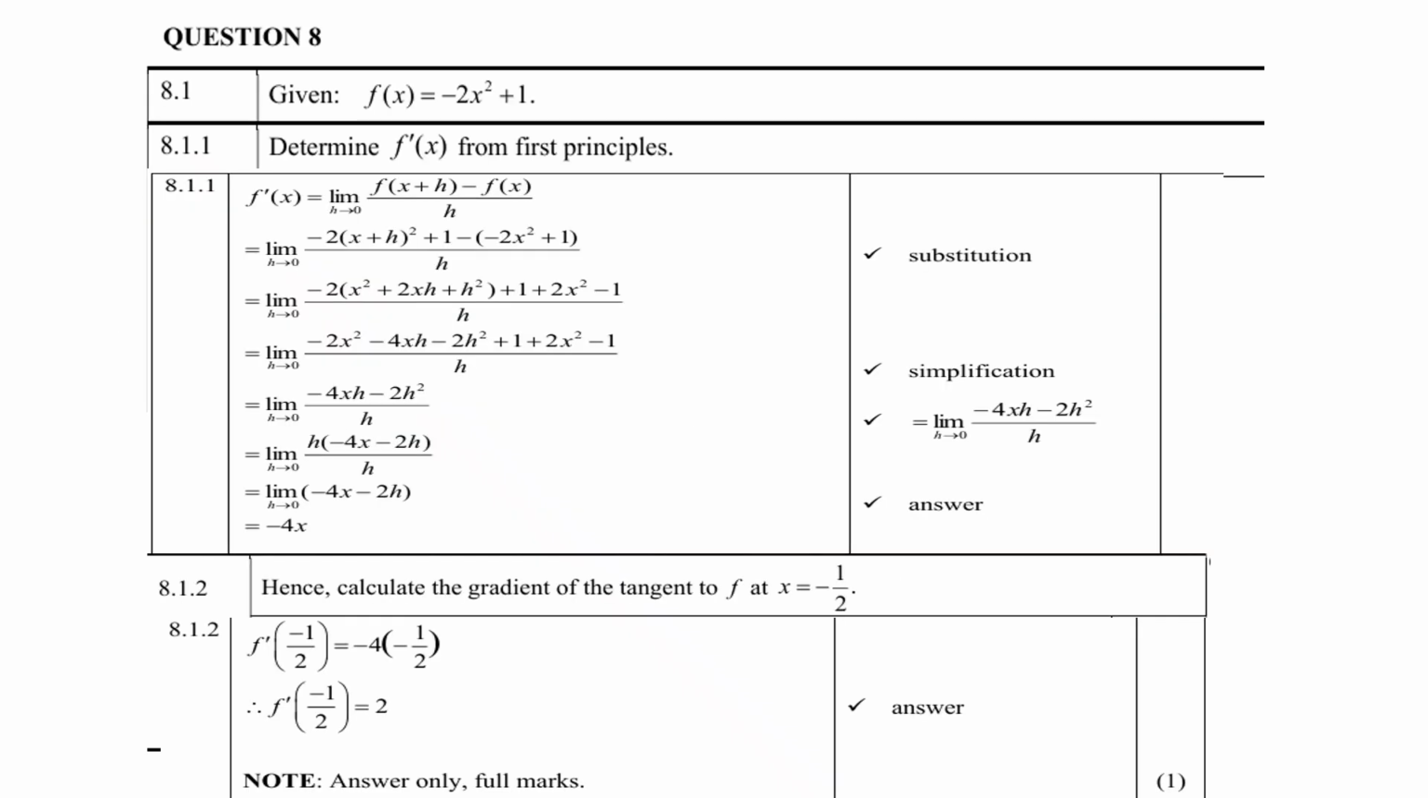Right, question 8.1, given is that f of x is equal to negative 2x squared plus 1. Now you must determine the derivative, or f prime x just means derivative, but from first principles. The minute you see the words first principles, you should know that you must use the formula f prime x equals the limit as h approaches 0 of f of x plus h minus f of x over h. That is first principles.